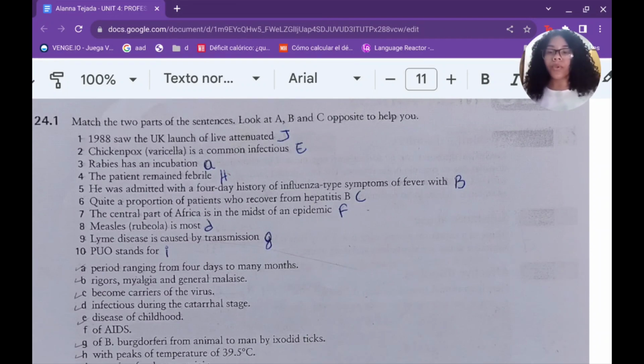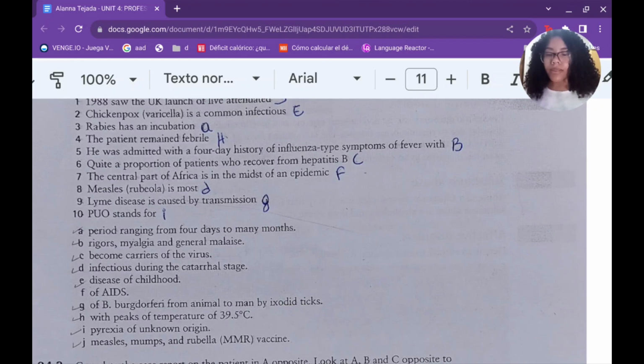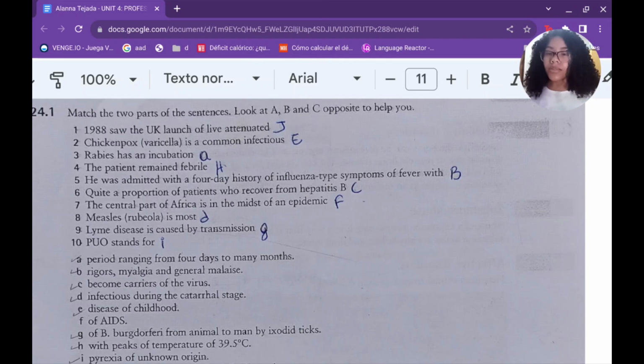So 24.1, match the two parts of the sentences. Look at A, B, and C opposite to help you. 1. 1988 saw the UK launch of live attenuated, that's a measles, mumps, and rubella MMR vaccine. 2. Chickenpox, varicella, is a common infectious disease of childhood.